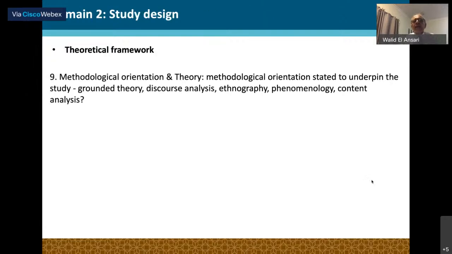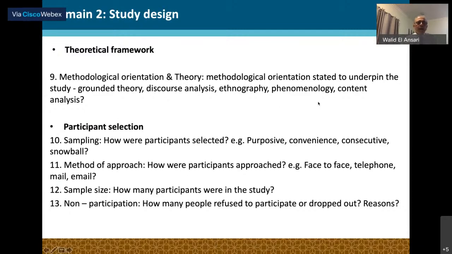We also look at issues regarding study design, which is the second domain of the COREQ 32-item checklist. We try to look at the methodological orientation and the theory, and I think my colleagues have touched upon these. What methodological orientation is stated to underpin the study? Was it discourse analysis, grounded theory, ethnography, phenomenology, content analysis? Has this been explicitly stated in the paper?